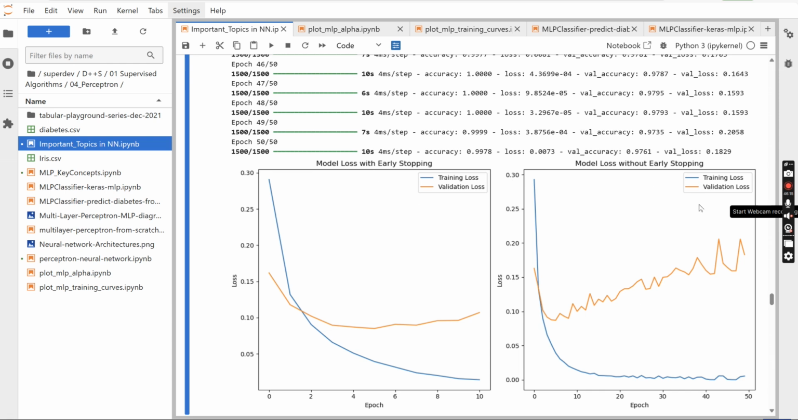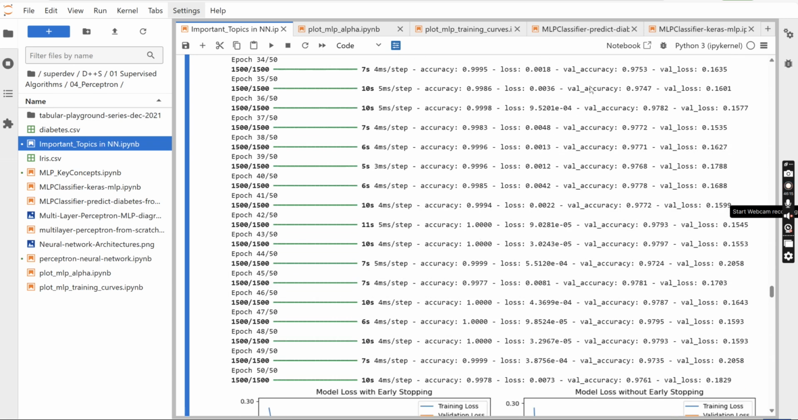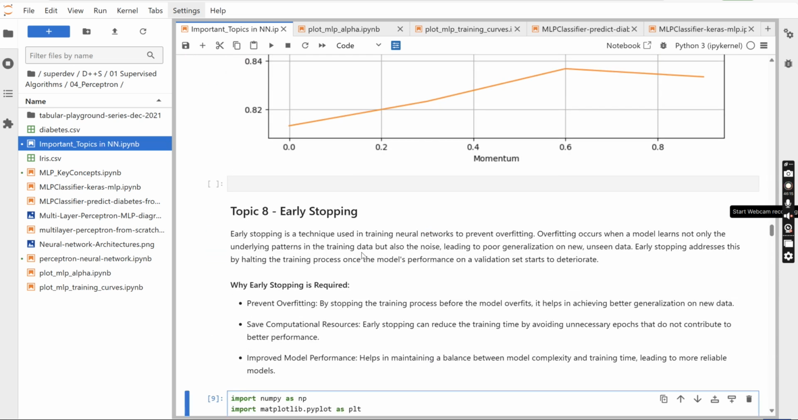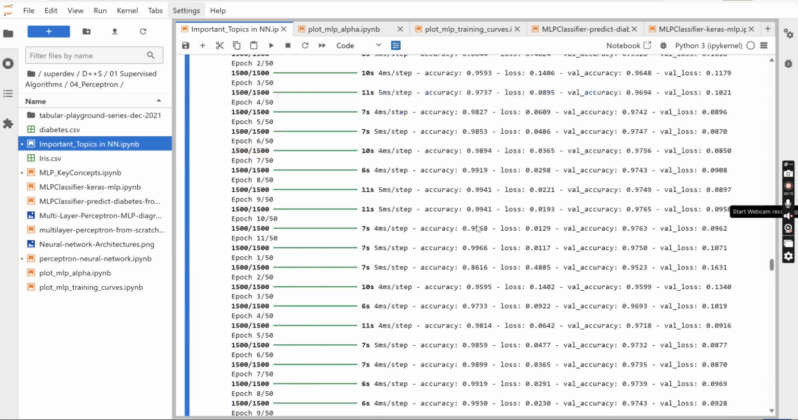Both with and without early stopping, the difference is that without it the validation loss keeps increasing, while with early stopping it has stopped. Notice it stopped at the 10th epoch itself. Here it went all the way through 50 epochs, increasing the validation loss. So this is poorer than this. I still consider this bad, but this is worse than this bad. Ideally it should have come like this. But anyway, this is just an example. We are not trying to aim for accuracy here, we are just trying to understand the concepts. So this is how you use early stopping.